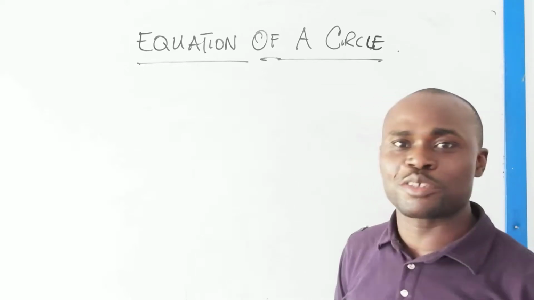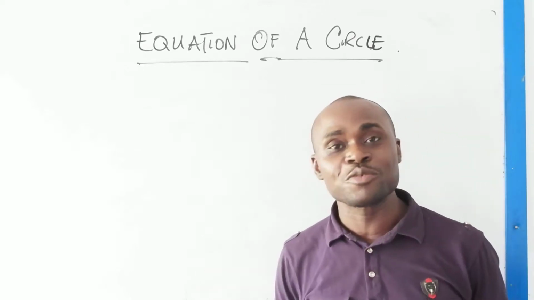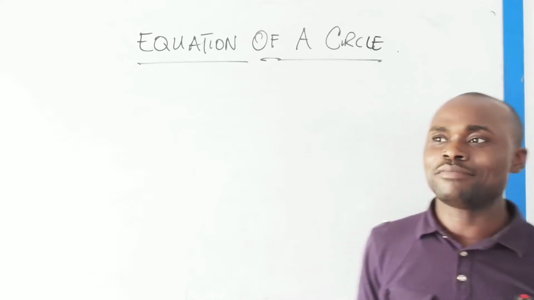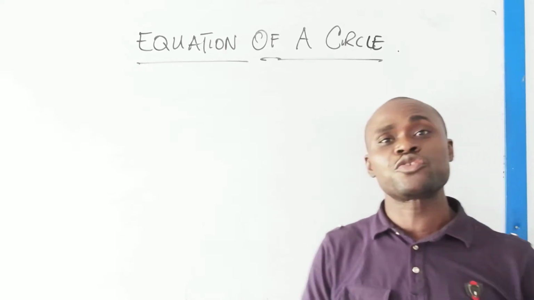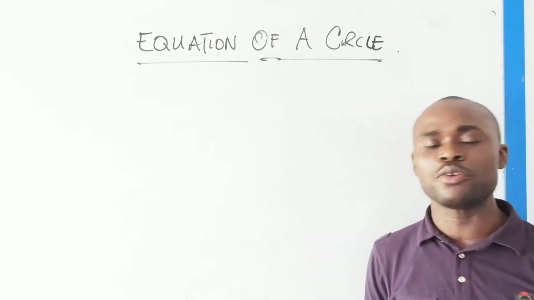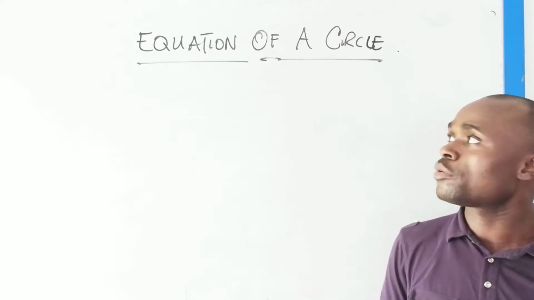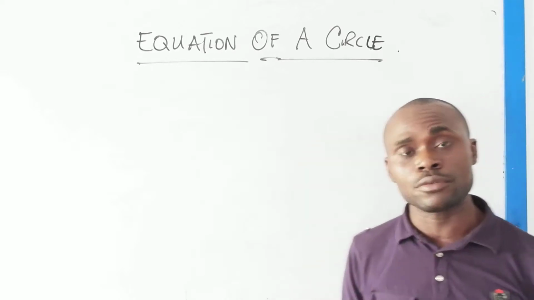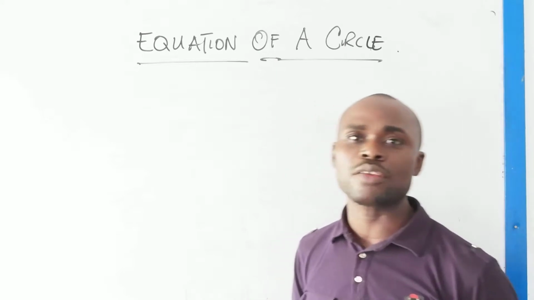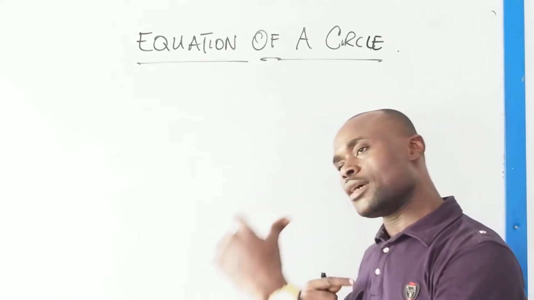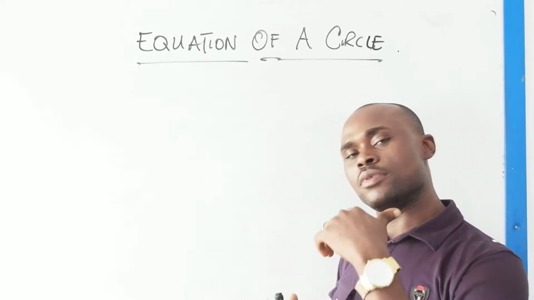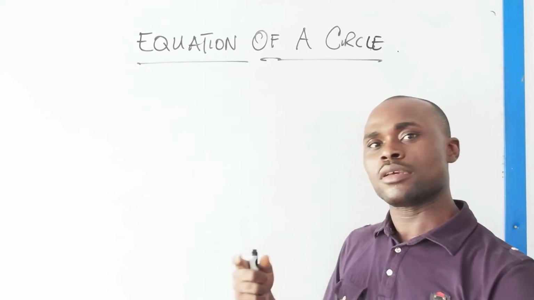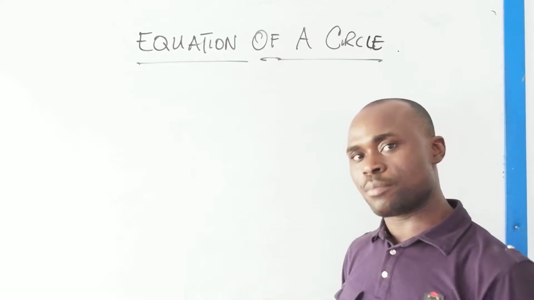Hello guys, we want to discuss something very important in analytical geometry. I introduced the equation of a straight line in one of my videos. If you check my YouTube videos, you'll see that particular lecture. But I want to discuss the equation of a circle. And the equation of a circle has to do with the equation of locus of points about a fixed point.